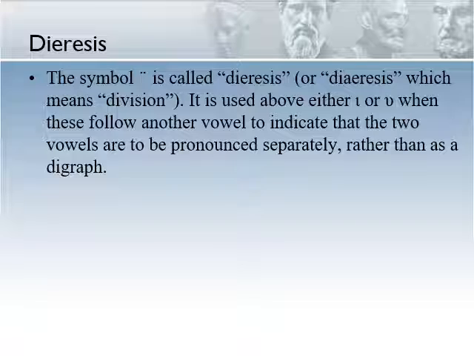When you see this symbol, two dots alongside of each other, written over the top of the second of two vowels, that means those two vowels are to be pronounced separately. You'll find it used either above iota or epsilon when these follow another vowel. And when the diaresis is written, then the two vowels are to be pronounced separately rather than as a digraph.